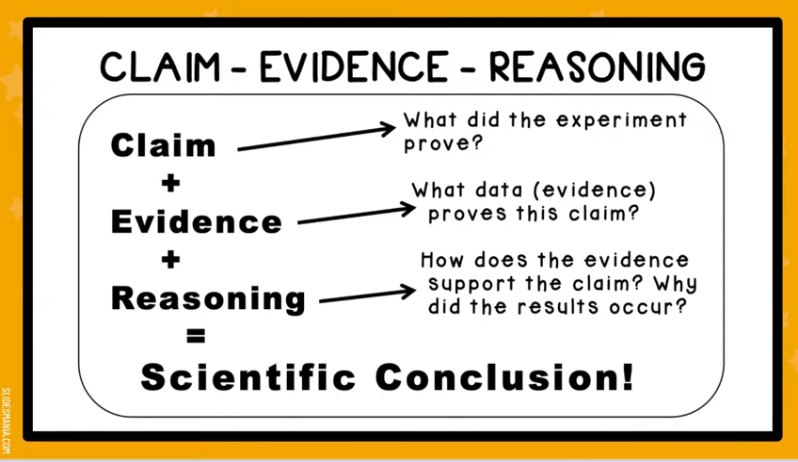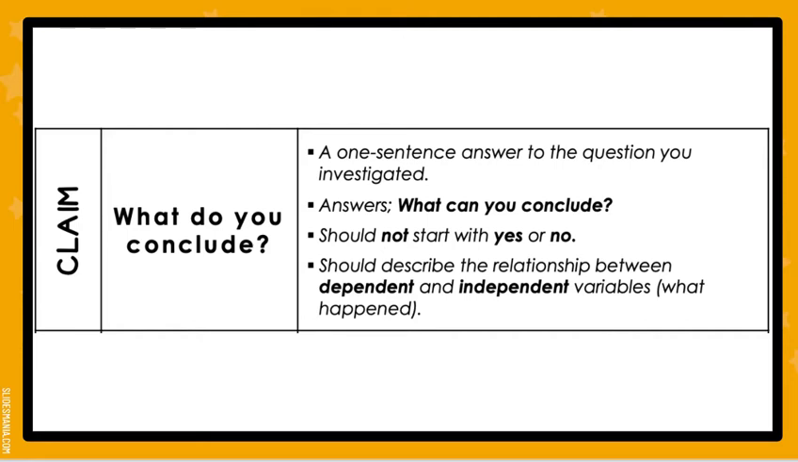Let's talk about what claim, evidence, and reasoning are. This comes after your experiment, data collection, and your analysis. It comes at the very end of your scientific method as a part of your scientific conclusion. What is claim, evidence, and reasoning? Claim is a one-sentence answer to the question you investigate. It states specifically the relationship between the independent variable and the dependent variable. Independent variable again is what you are changing in the experiment, and the dependent variable is a result of the experiment.